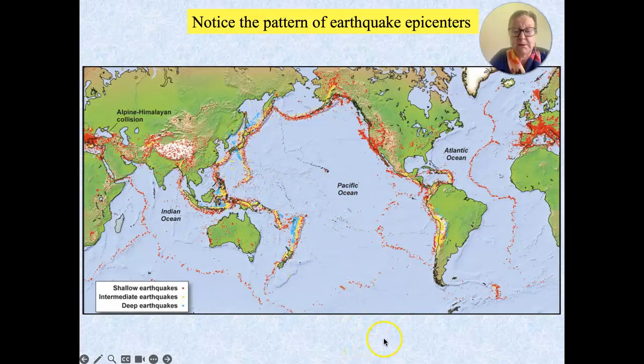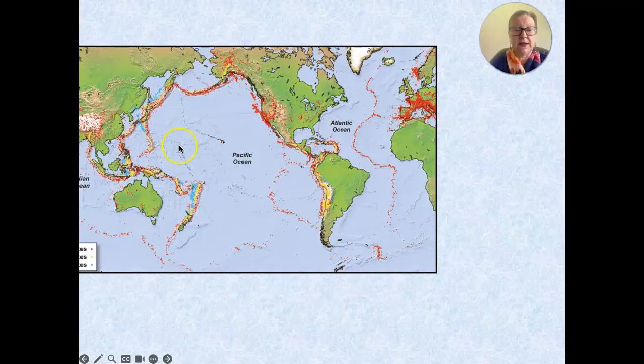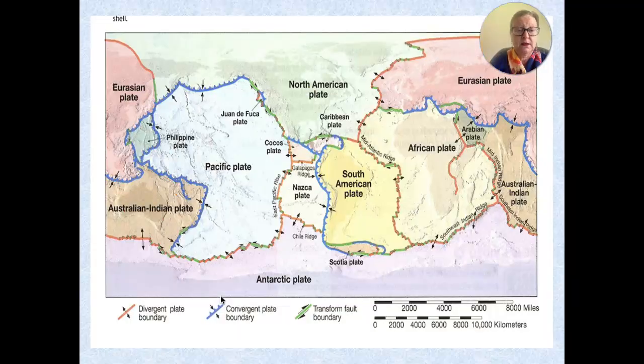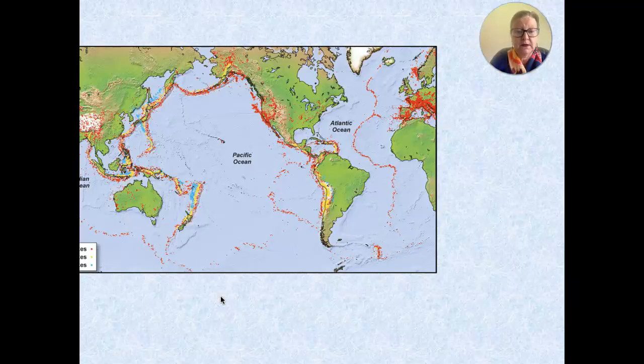So let's take this map and move it a little bit in position. And now I'm going to toggle between this map and the plate boundary map. Okay, I'm going to go back and forth. Now your eye could maybe pick out this diamond-shaped plate, which is the Philippine plate. You've also got all of these subduction zones that go around the Pacific, including down here. So let's take a look at those. See how those earthquakes all fall along the plate boundaries?